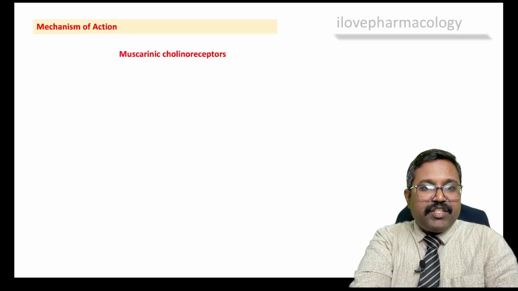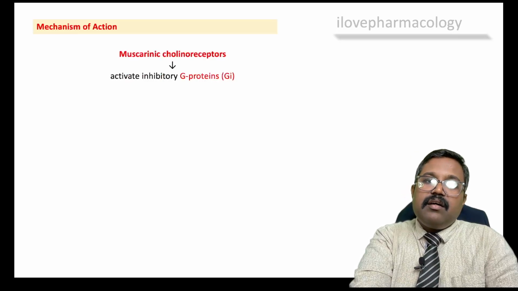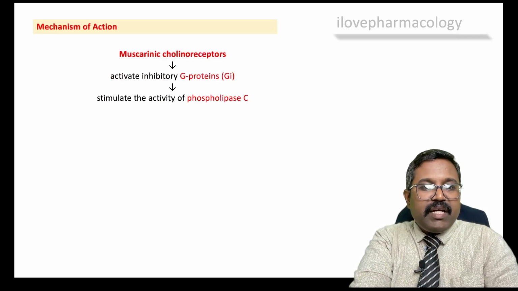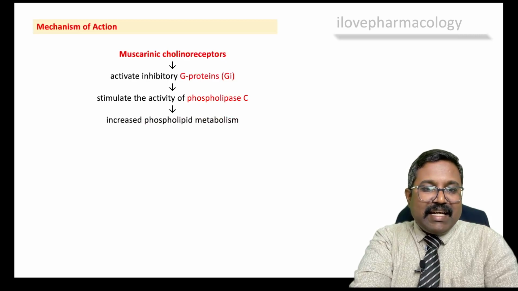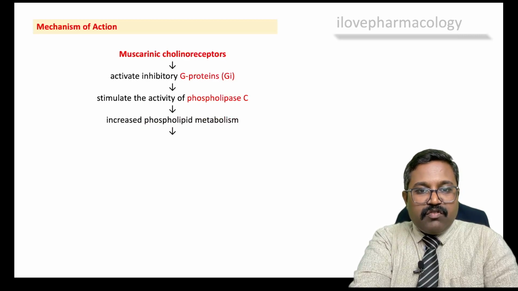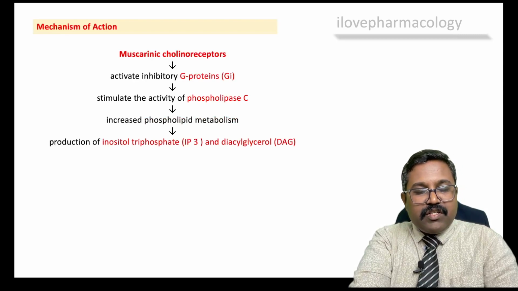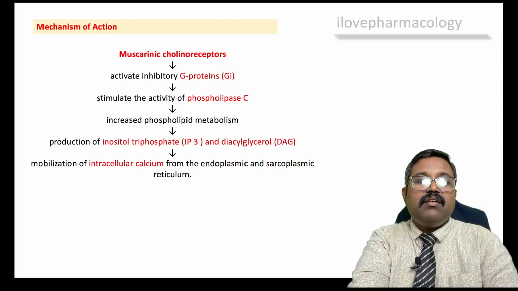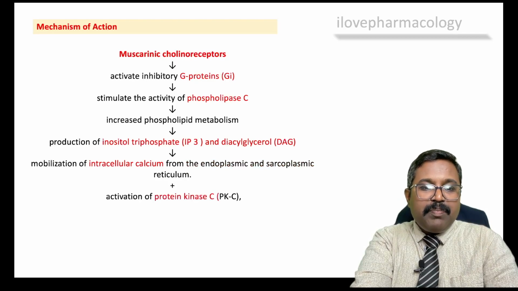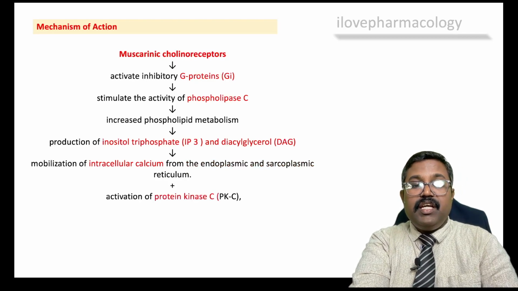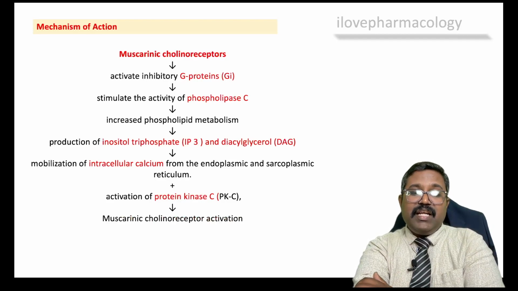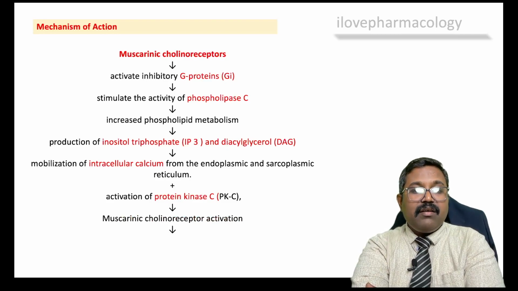Coming to the mechanism of action, the muscarinic cholinergic agents activate the inhibitory GI type of G protein coupled receptor, thereby stimulating phospholipase C activity, which will increase the metabolism of phospholipid, leading to production of inositol triphosphate and diacylglycerol, which are the secondary messengers, which will help in mobilization of the calcium from the sarcoplasmic reticulum as well as endoplasmic reticulum. Along with that there will be activation of protein kinase C.